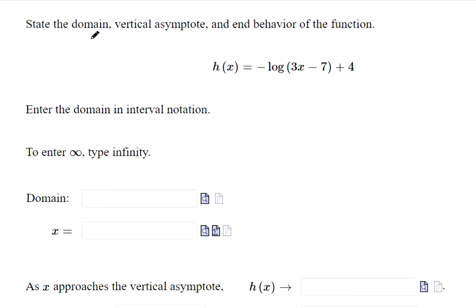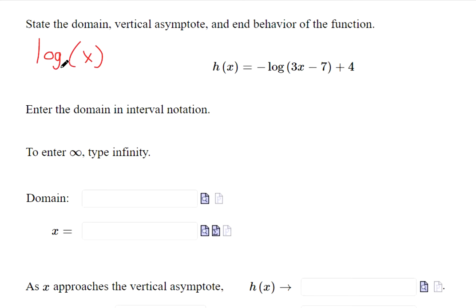We're supposed to state the domain, the vertical asymptote, and the end behavior of this function here. An important idea with logarithms, like if we just look at a more simple logarithm, log base 10 of x, and just in case you're not aware, if there's no number written here, then you could write in a base 10. It's just a convention that if no number is written, then the base is 10.